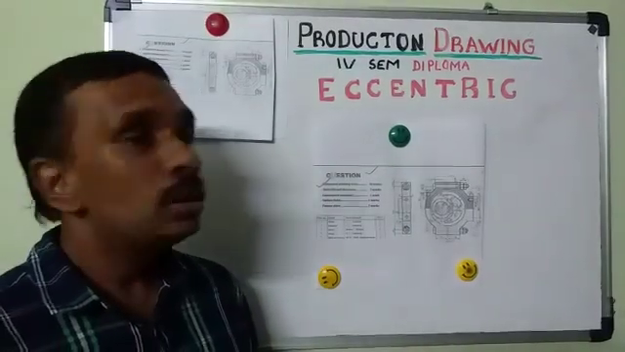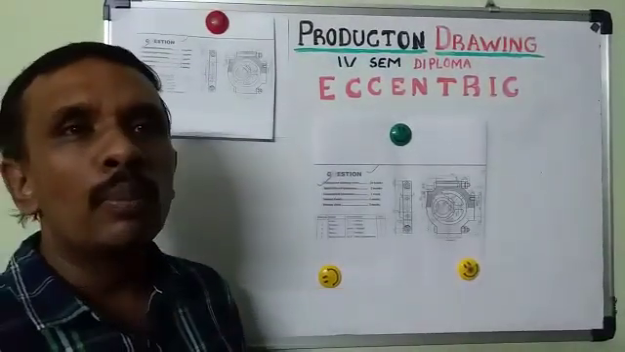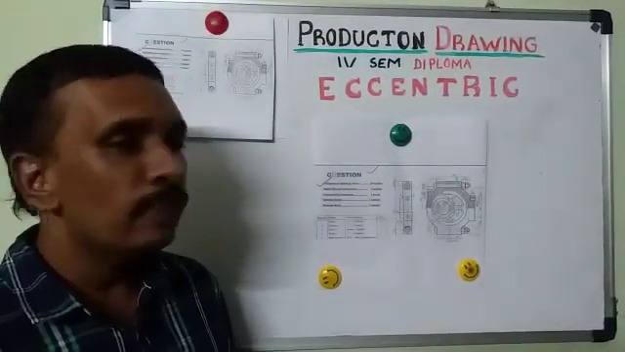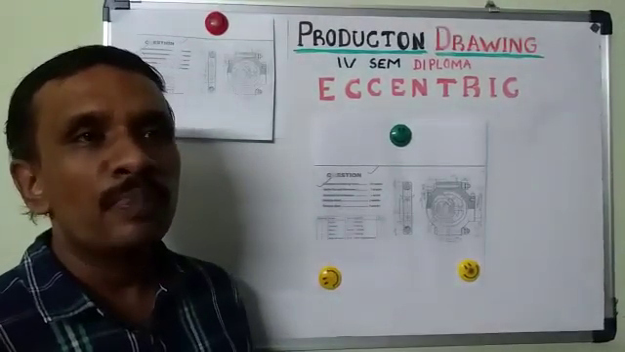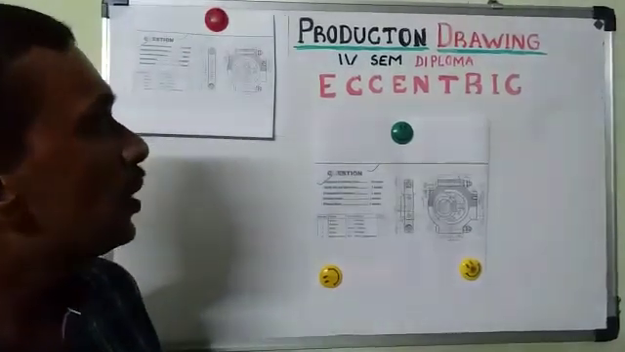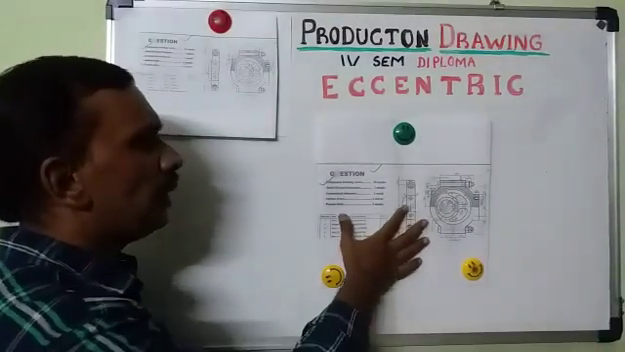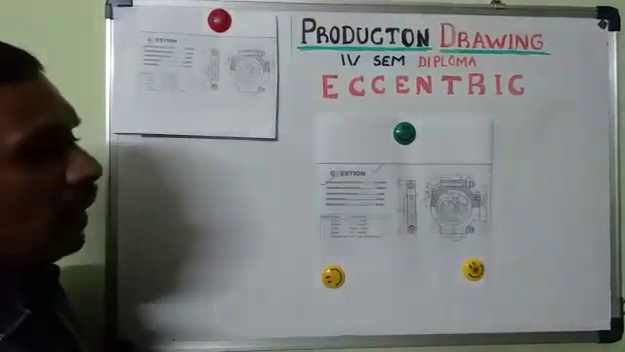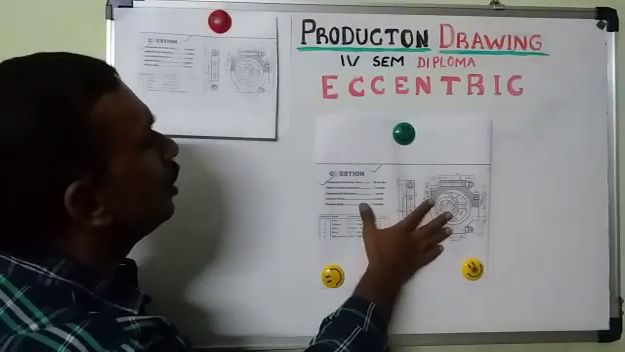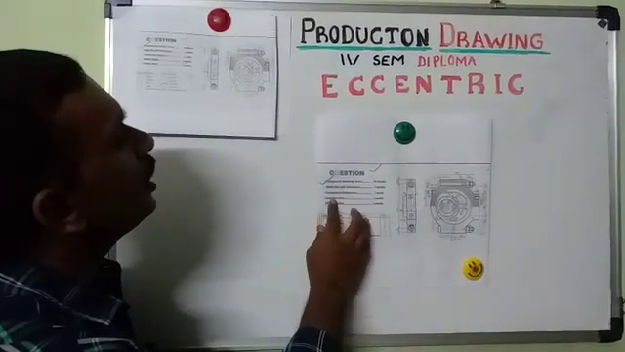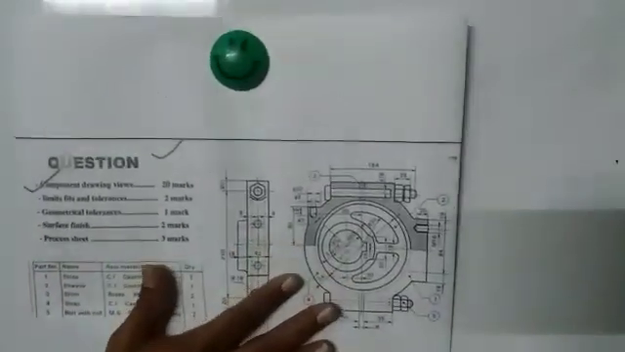Today we're going to do the production drawing eccentric. The eccentric is one of the important components in mechanical engineering, and you might expect this question this year. So what is eccentric? The eccentric drawing, they're going to ask like this. This is the pattern of the question paper. They may ask like this. So what will we expect? We'll expect the component drawing, views and limits and fits, tolerances, geometrical tolerances, surface finish, and process sheet. So these are the things we're going to expect.